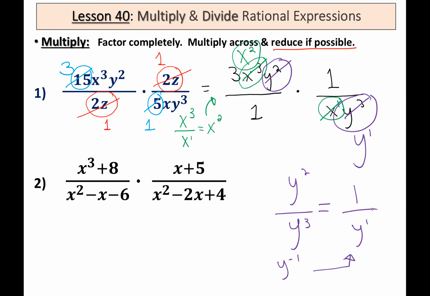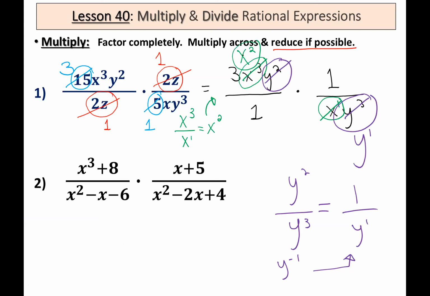Okay, so it got messy again. Let's put it all together. We're just about ready to write our final answer. So let's see what we have left and we'll put it all together. All right, so we have 3x squared times 1. What I'm trying to do at this point when I'm finishing up the problem is multiply straight across in my numerators and then do the same for my denominators.